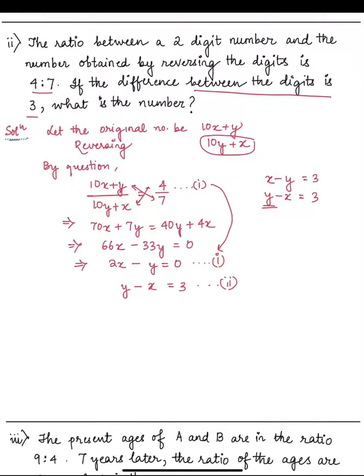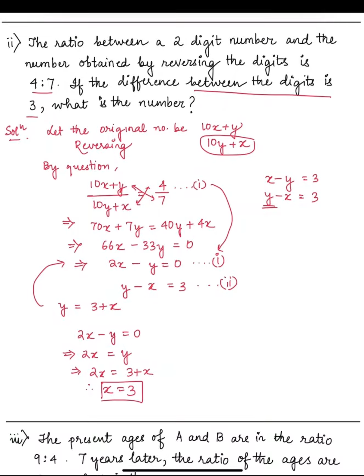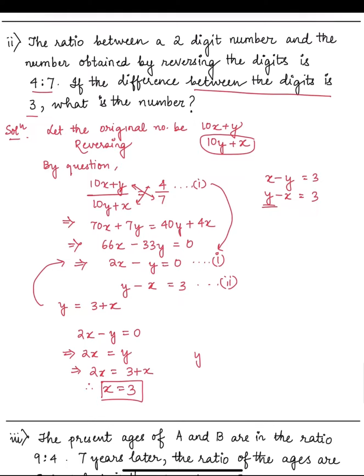Now looking at the equations, I feel that substitution is a better method to solve this. So y is basically equal to 3 plus x. From this equation, I'll put that over here. So 2x minus y is equal to 0, so 2x is equal to y, and that is 2x is equal to 3 plus x. So therefore x is equal to 3. I got the value of x, and y is basically equal to 3 plus x, that is equal to 6. So my y is 6.